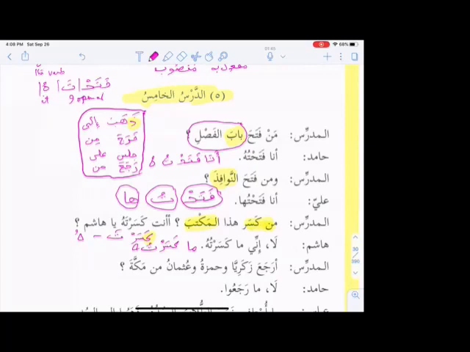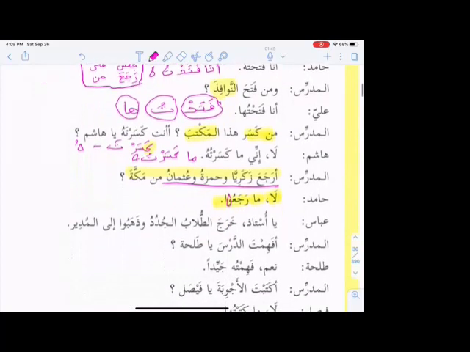The teacher is saying now, Raja'a Zakaria wa Hamzatu wa Uthmanu min Makkah. See all these names together. La, ma raja'u, they did not return. So now you see this waw, brothers and sisters, this waw represents all these three people. Did you get the idea? Inshallah. Abbas: Ya Ustad, kharaja tullabu jududu wa dhahabu ila al-mudiri. This is an extra sentence. Kharaja tullabu, how did it come? Fi'al. Where is the fa'il? Here. And jududu, na't. Wa dhahabu, na't, ila al-mudiri.